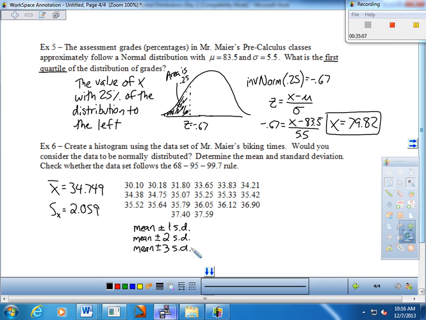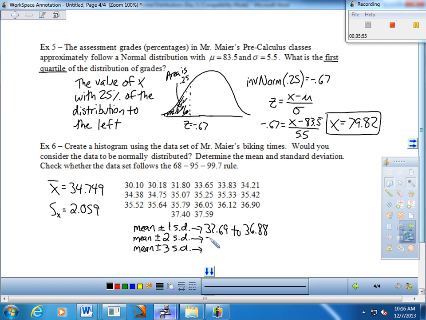So if I was to find the intervals from -1 to 1 standard deviations, -2 to 2, and -3 to 3, these would be the intervals here. I already did these calculations just to save us a little time and energy. But take a peek. Let's see if this does work. I'm curious myself. If I go 1 standard deviation below this number and then above this number, it would be from 32.69 to, I have about 36.808.